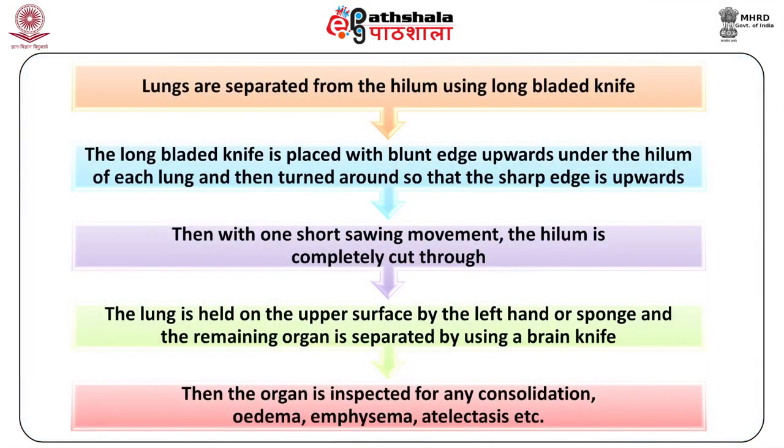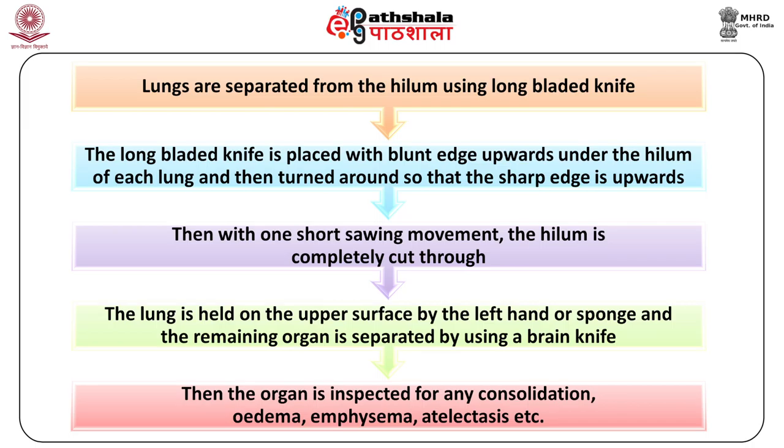So the lungs are then separated from the hilum using a long bladed knife. The long bladed knife is placed with blunt edge upwards under the hilum of each lung and then turned around so that the sharp edge is facing upwards. Then with one short sawing movement, the hilum is completely cut through.